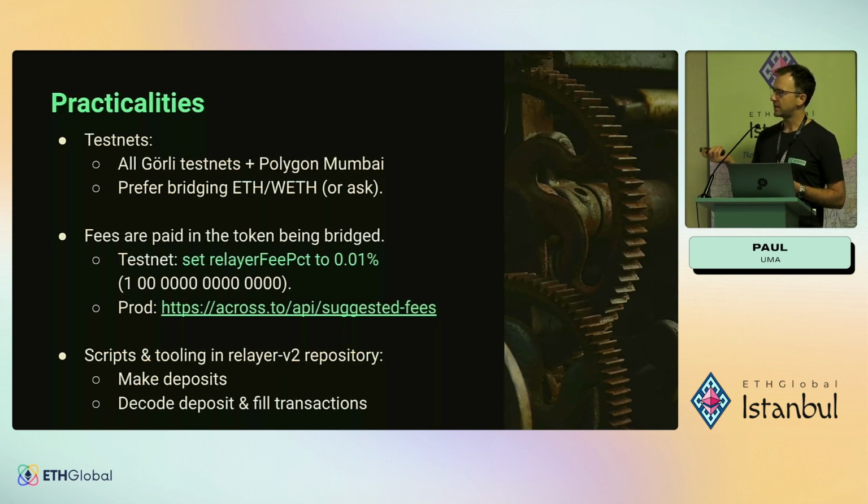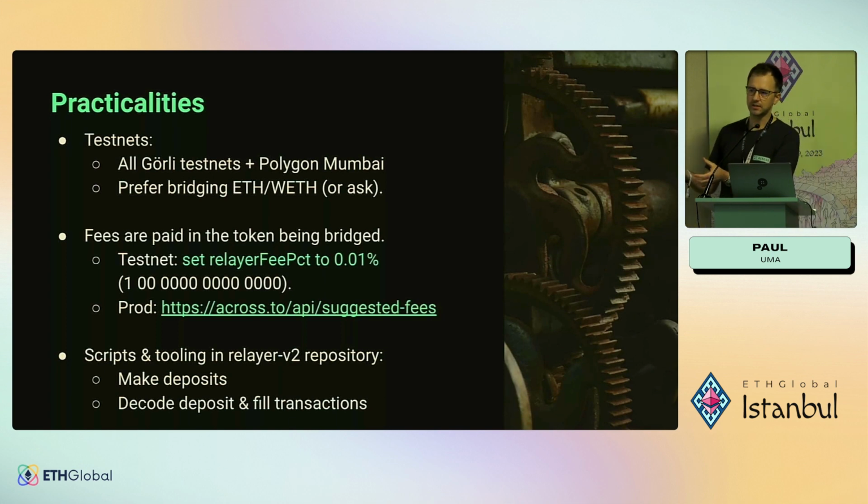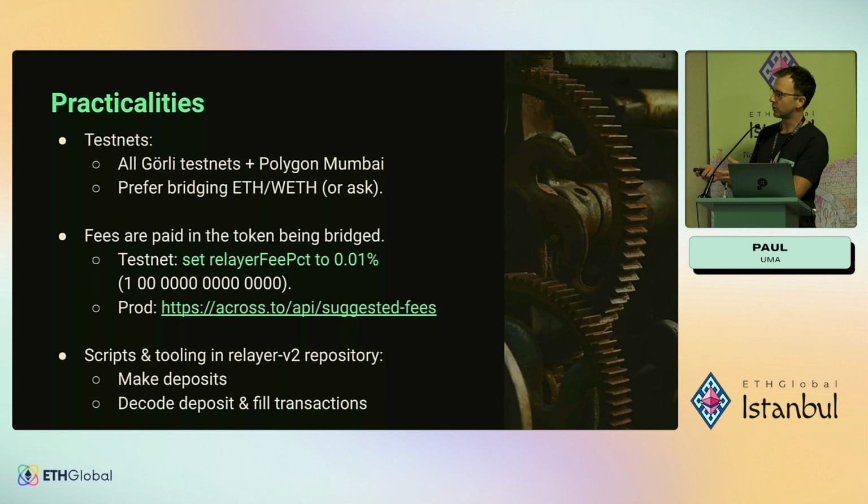Another thing to mention is the fees. The fee that the depositor pays is a percentage. So if you're depositing USDC, you'll pay a percentage of your USDC as a fee to the relayer. On testnets, you can set this to 0.01%. You can copy paste this number here. That's fine. On production, we have an API endpoint that you can query. You collect all of your different deposit attributes, and then you provide them to our API, and it will respond with the fee that you just copy paste directly in.